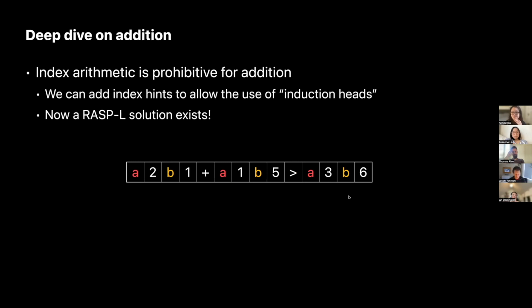We can make this much easier by adding index hints, such as the A and B's here. We can use these other tokens to indicate the position of the correct digits. So here, when you're outputting 3, you know you're looking at position A, and you can use an induction head to query where A was and then copy the next element, which is what an induction head does essentially. With this, we can now write RASP-L solutions for addition in this format.